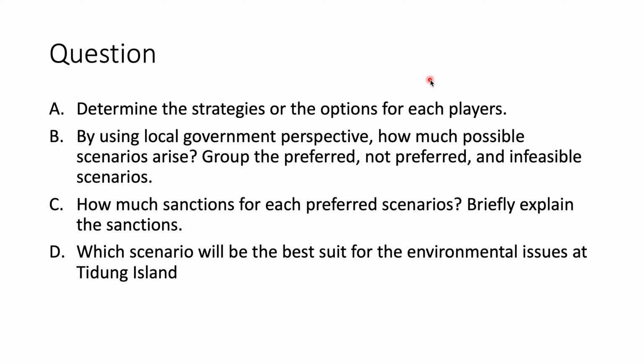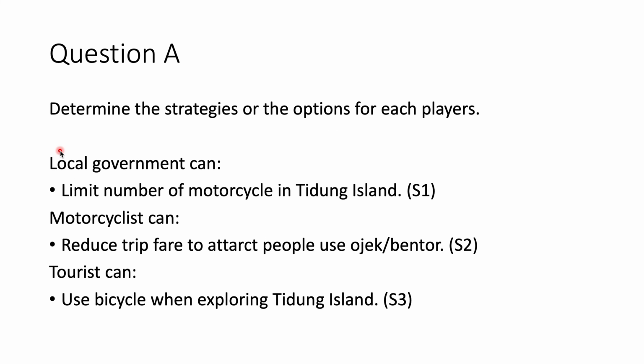So here are the questions from the passage before. From that process, we already have answers for question A and question B. For question A, the strategies for each player, this is on step 2, we already made it. So the local government can limit the number of motorcyclists, motorcyclists can reduce trip fare, and the tourists can use bicycles.